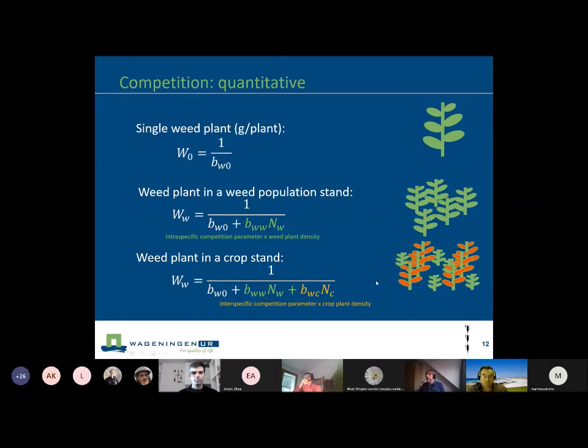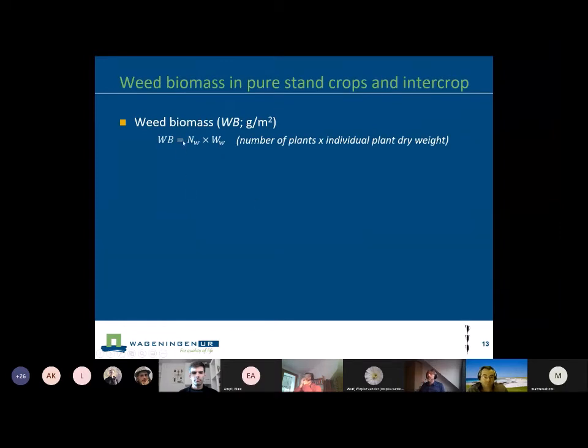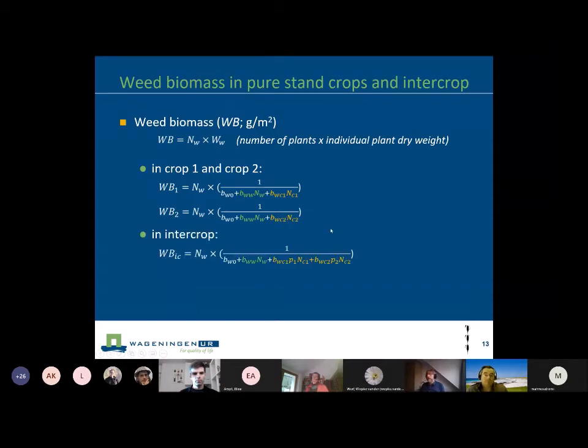Now, if we move from individual plant dry weight to weed biomass per unit area, then what we have to do is multiply the number of weeds with their individual plant dry weight. And in a pure stand crop, it looks like this. Here we can see the interspecific competitive effect of crop 1. Here we can see the interspecific competitive effect of crop 2. In an intercrop, both of them will contribute to the competitive stress on the weed. And we can see that we have, again, here the intraspecific competitive component. We here have the crop plant density, and this is the fraction, the relative density of this crop compared to its density in pure stand. And the same holds for the second crop.